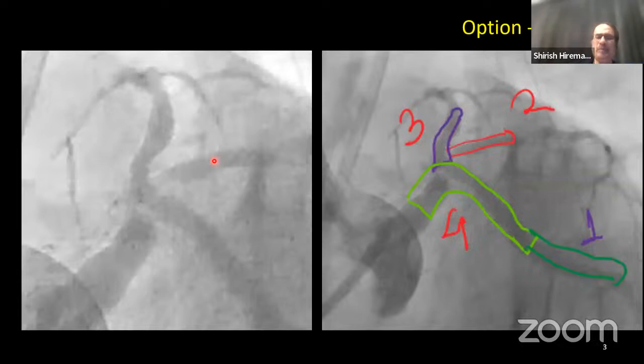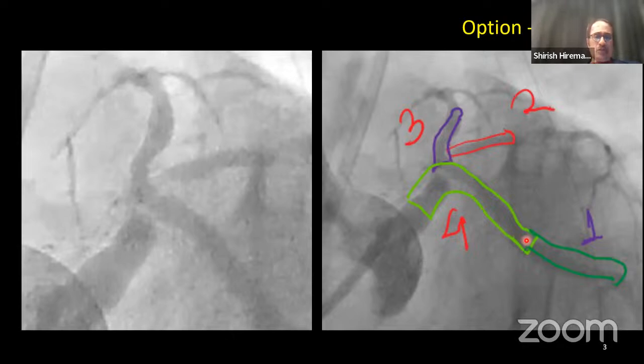What were the options? We thought the first stent would come somewhere here. The second stent would be to the diagonal. Third would be in LAD, and fourth will be left main to circumflex. Most of us like to stent left main to LAD, but in this case, the circumflex was a dominant vessel.